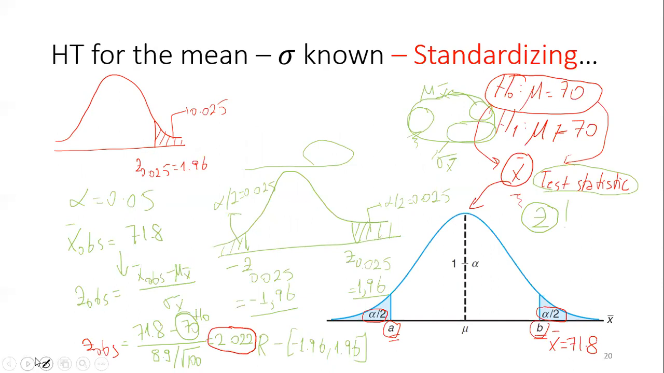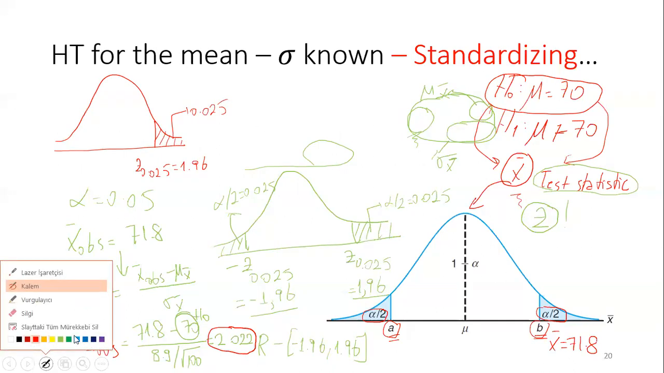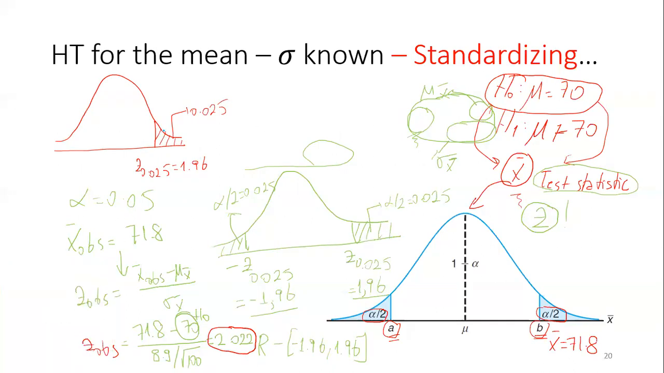1.96, but my observed value is, okay, where is it? It's somewhere here. So this is z observed, which is equal to 2.022. Since z observed is in the critical region, hence you just reject H0 in favor of H1 at significance level alpha equal to 0.05.